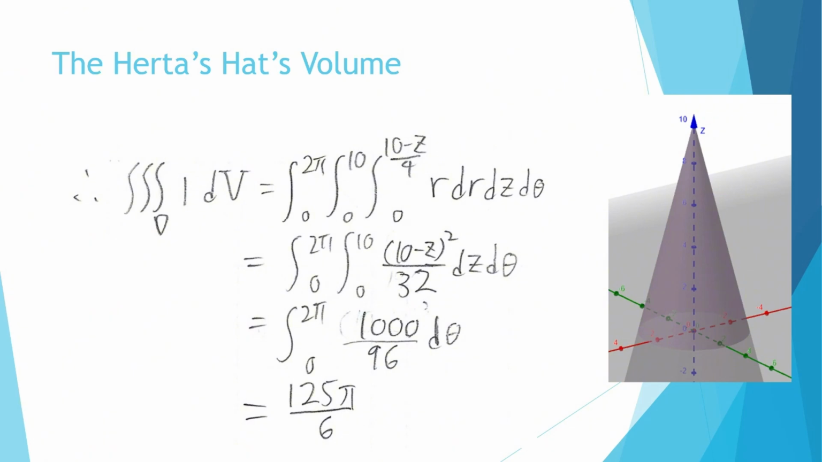After doing all these calculations carefully, we find that the volume of Herta's hat is 125 pi divided by 6. This means if we were to fill the hat completely, it would hold exactly this many cubic units of whatever we put inside, whether that's tea, magic potions, or whatever else Herta might keep in her hat.